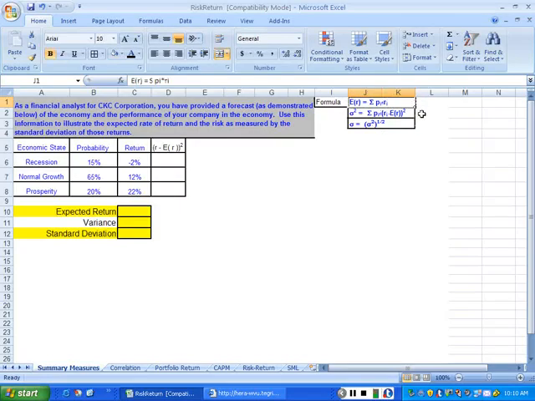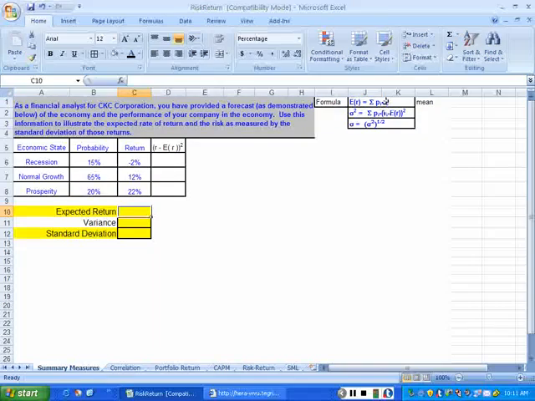What we're looking for in the case of expected return, or the mean, and that's all this is, the notion of the mean, is we're going to add up the probabilities of each outcome times the outcome itself. So we'll add to that the probability of normal growth times its return, the probability of prosperity times the return in the case of prosperity.